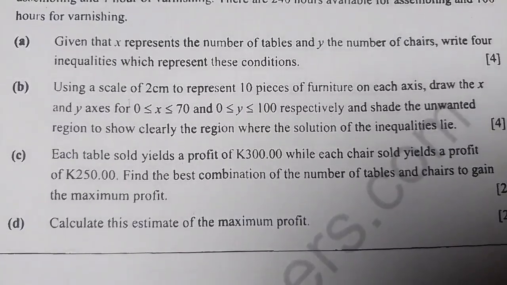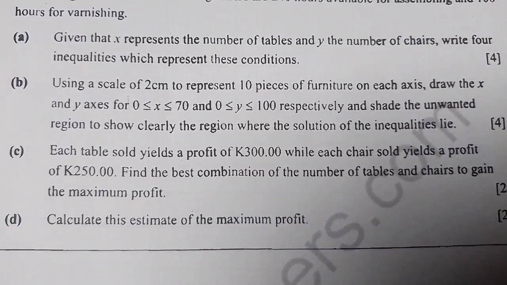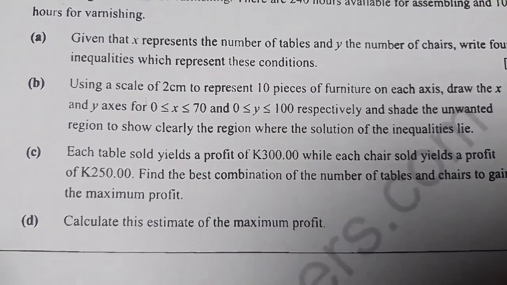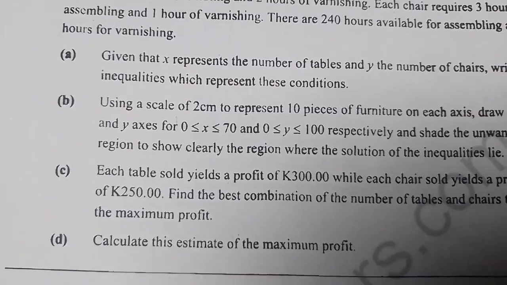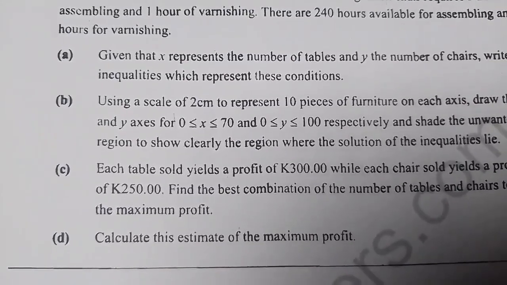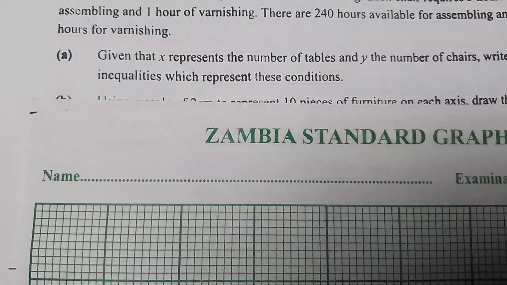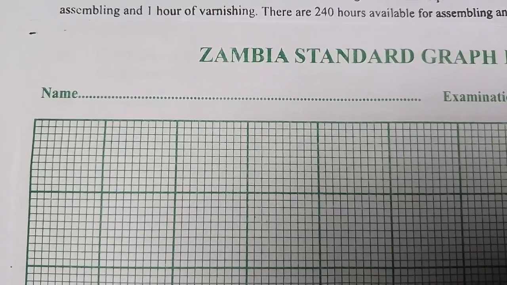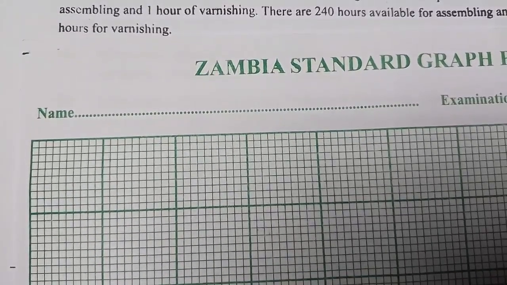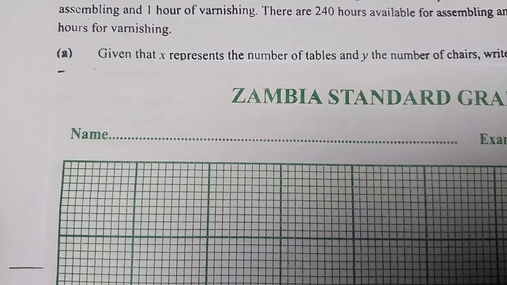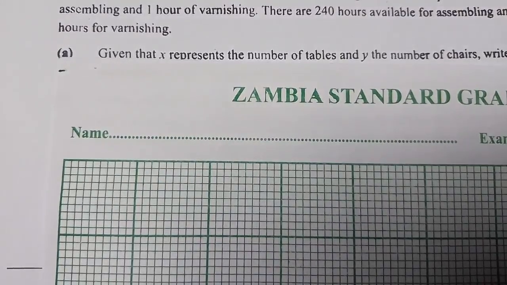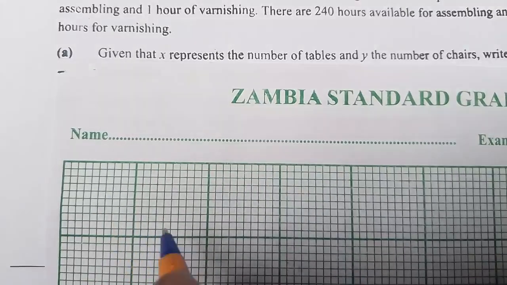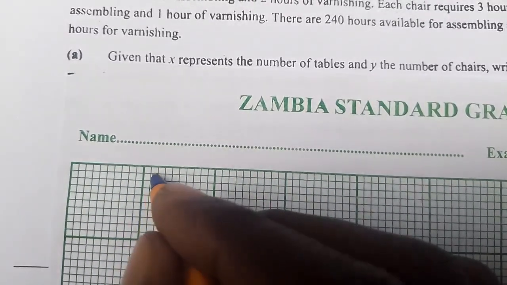So this is very simple. You need to now get your graph. You get your graph like this. So this graph that we have, this is our graph. What you need to do is put the inequalities that we had to solve there on top.